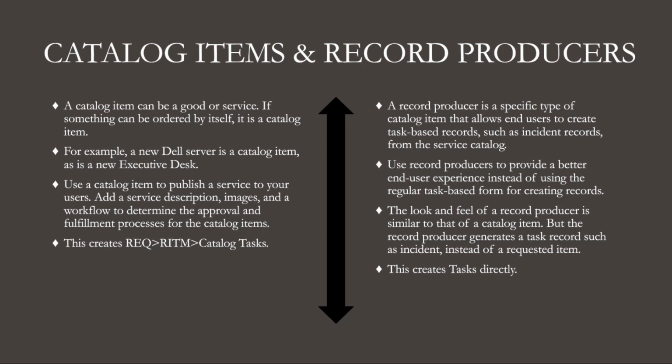A record producer is a specific type of catalog item that allows end users to create task-based records, such as incident records, from the service catalog. Use a catalog item to publish a service to your users. Add a service description, images, and a workflow to determine the approval and fulfillment process for the catalog items. We use record producers to provide a better end user experience instead of using the regular task-based form for creating records. So in a catalog item, the request creates an RITM and it creates a catalog task. But in a record producer, we create the task directly.